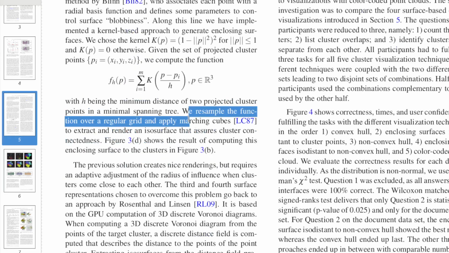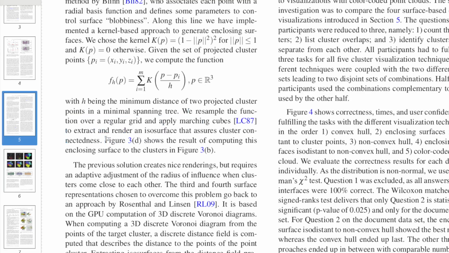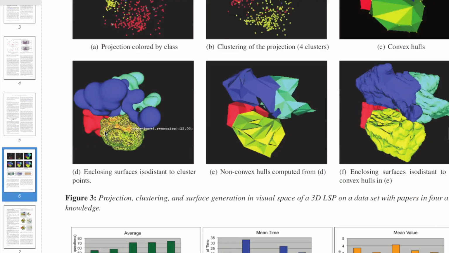We resample the function over a regular grid and apply marching cubes [LC87] to extract and render an isosurface that assures cluster connectedness. Figure 3D shows the result of computing this enclosing surface for the clusters in Figure 3B. The previous solution creates nice renderings, but requires an adaptive adjustment of the radius of influence when clusters come close to each other. The third and fourth surface representations chosen to overcome this problem go back to an approach by Rosenthal and Linsen [RL09]. It is based on the GPU computation of 3D discrete Voronoi diagrams. When computing a 3D discrete Voronoi diagram from the points of the target cluster, a discrete distance field is computed that describes the distance to the points of the point cluster. Extracting isosurfaces from the distance field produces an enclosing surface similar to the one in Figure 3D.